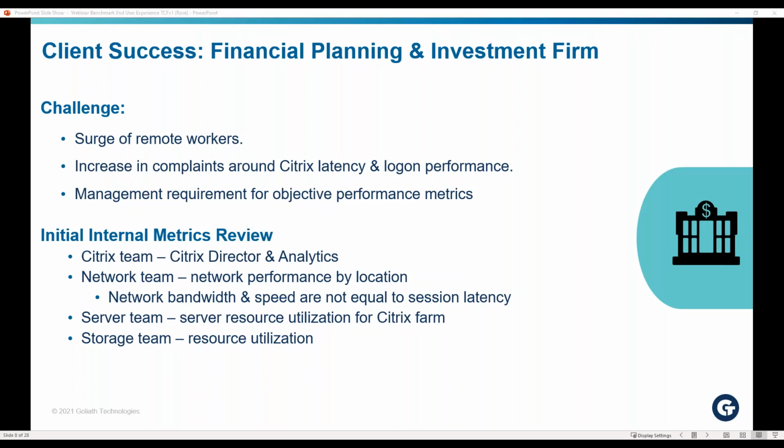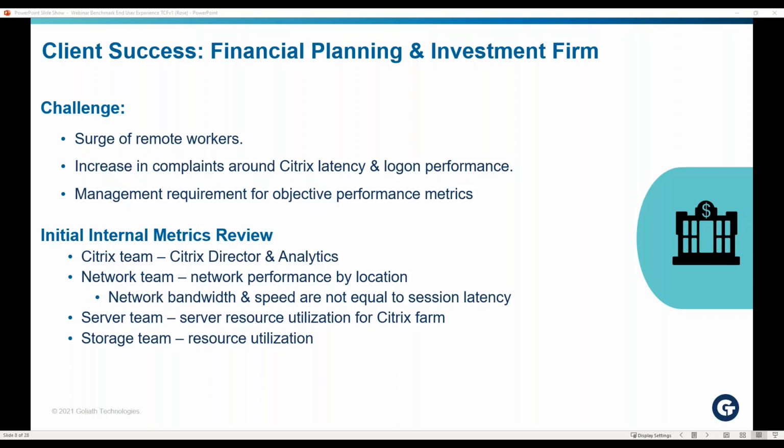They had a surge of remote workers, right? There was an increase in complaints around Citrix latency and logon performance. And so management came to them and said, look, we think we're seeing a lot more tickets, a lot more complaints. At least that's what the data shows. But how big of a problem is this, right? How do we frame up what the problem is so we can then apply resources to be able to solve it, right? So what the IT team did, which is not unusual, is they went to their internal resources.